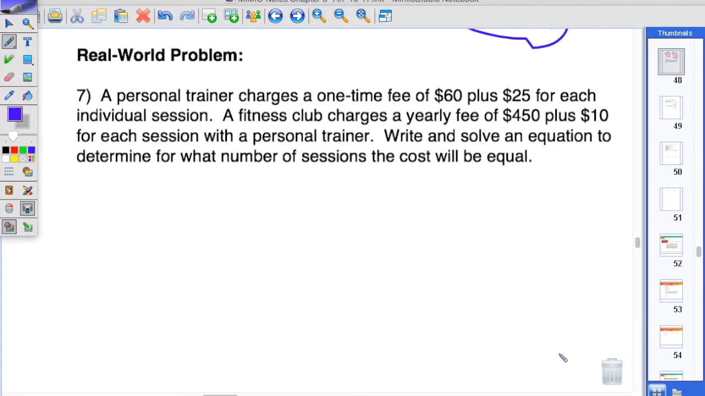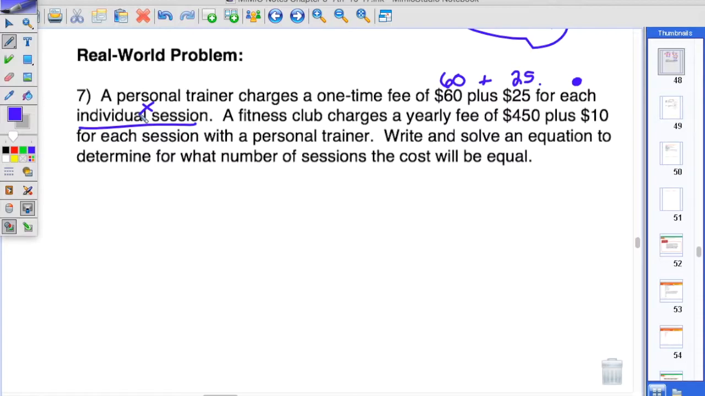In the next problem, it's a real-world problem using variables on both sides. So it says a personal trainer charges a one-time fee of $60 plus $25 for each individual session. So if they're paying a one-time fee, that's just $60 plus, and then $25 for each. Each represents multiplication, and it says for each individual session. We don't know, so we'll call that x.